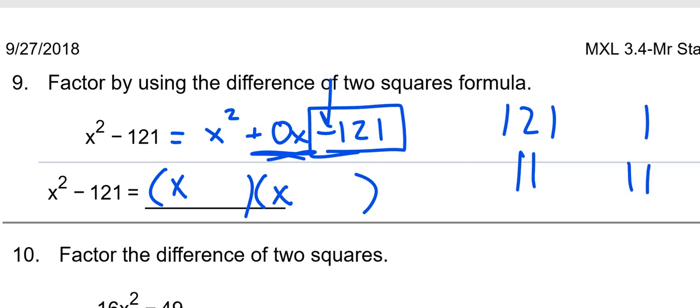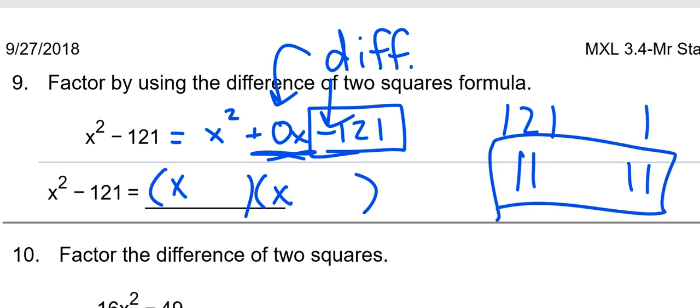But the difference has to be 0. Well, that has to be this choice right here, because the difference between 121 and 1 is 120. Now, how do I get a difference of 0? Remember, this is the one where one is plus and one's minus. They're both 11. And like I said, it won't matter whether you have x plus 11 first or x minus 11 first, as long as you have one of each.